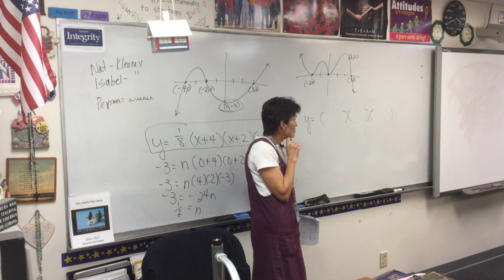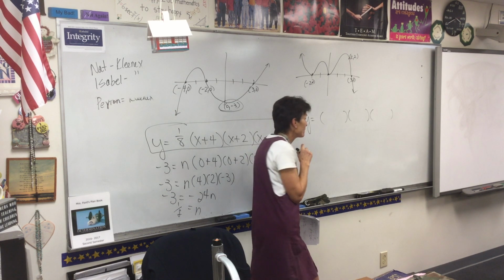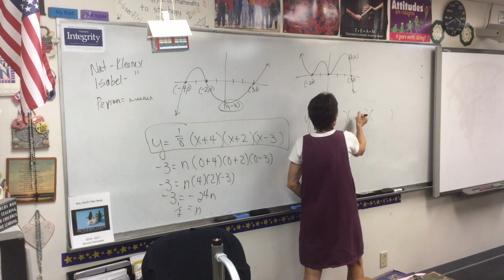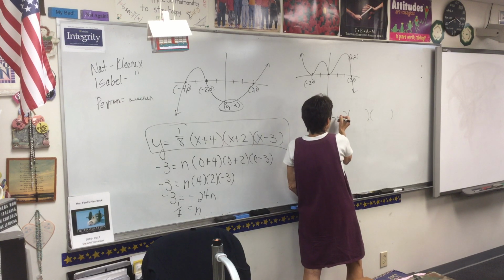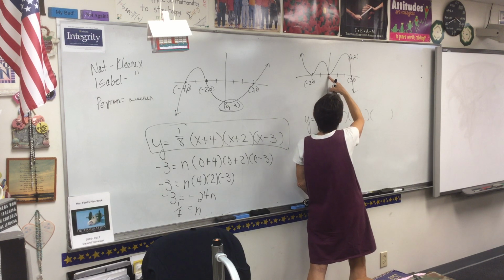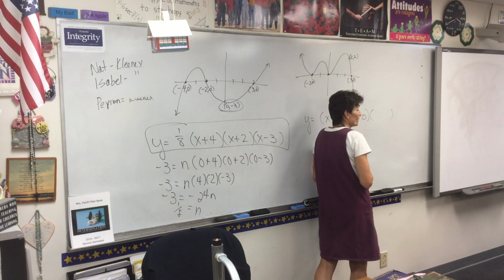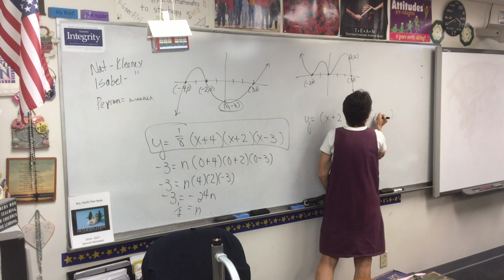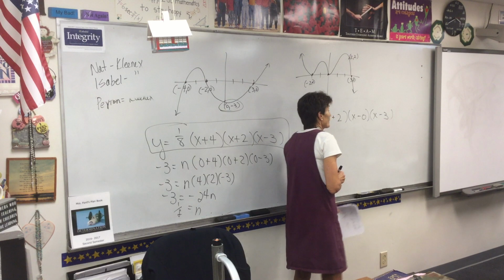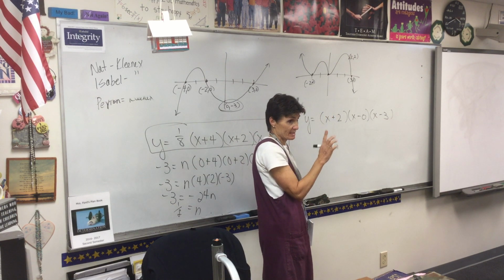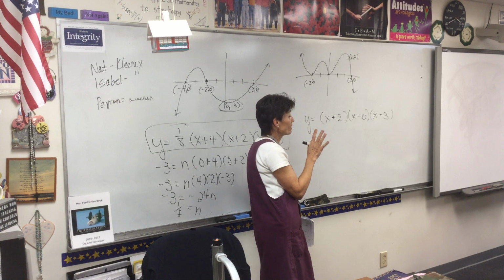How many parentheses do you have? 3. Gotta have 3. Got 3 dots. Gotta have 3 parentheses. X plus 2 squared. What's this one? X plus 0 squared? It's gonna be x minus 0 or x plus 0. It doesn't make any difference. Isn't that squared though? Well, I don't know, I haven't done that yet. Would everybody agree these are my parentheses? Yeah. Now you are right on top of it.